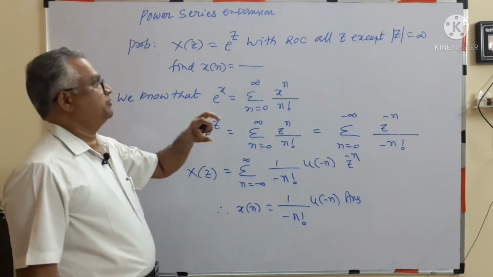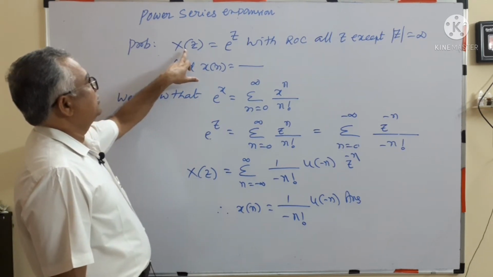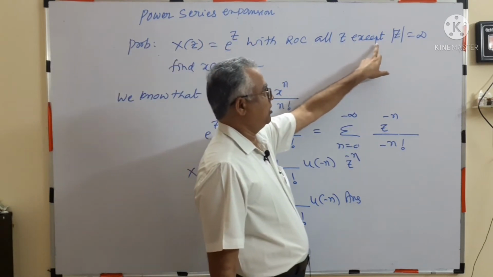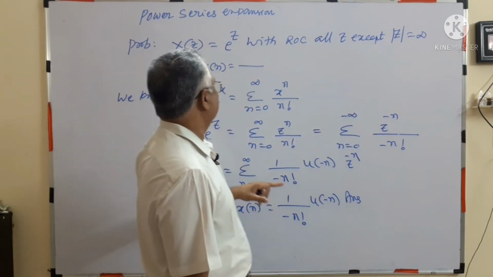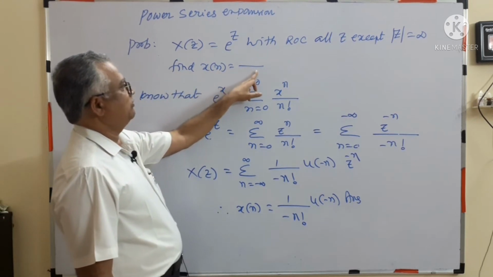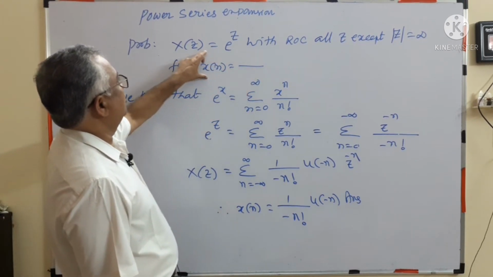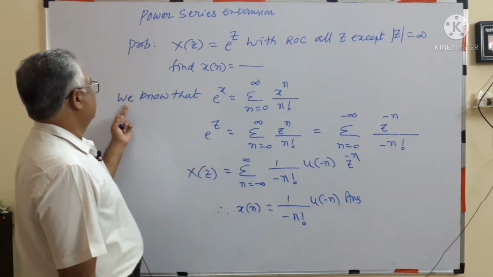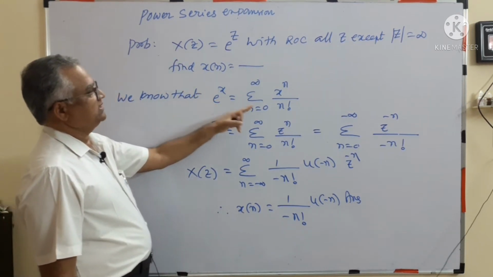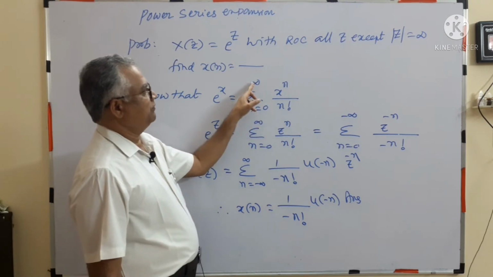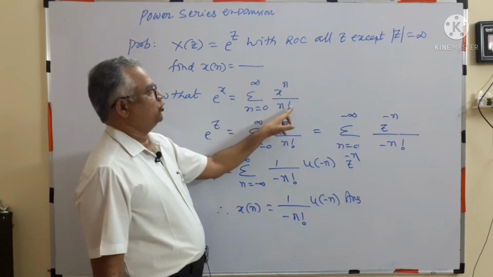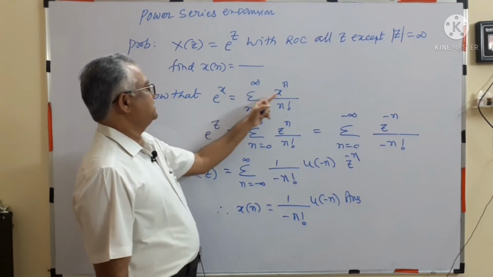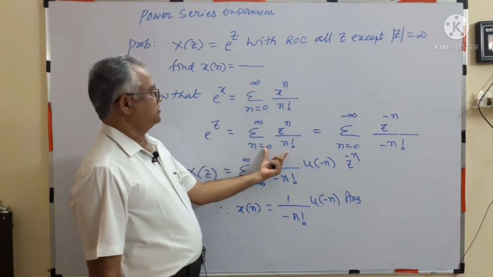So this is another special problem. Given x of z is e power z with ROC all z except mod z equal to 1. Find x of n. We are not solving using power series or any method, it's a special problem. We know that e power x is the sum for n equal to 0 to infinity of x power n by factorial n. If e power x is this, e power z is this.